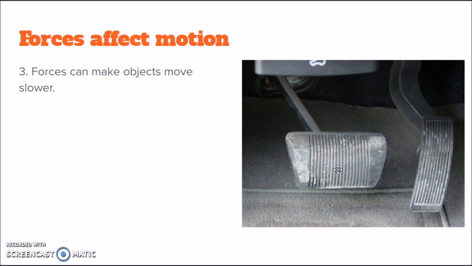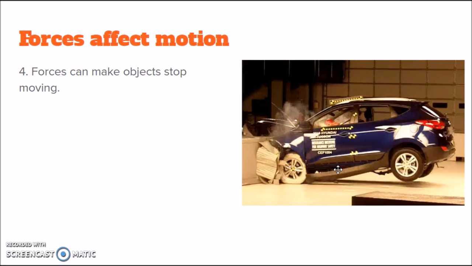The fourth way that forces can affect motion is that forces can make objects stop moving. When this car crashed into this wall, the wall put a huge force onto the car, and that made it almost immediately stop moving because it puts such a huge force. And if you're in a car and you step on the brakes, not only can they slow it down, but they can make it stop. So forces can make objects stop moving.